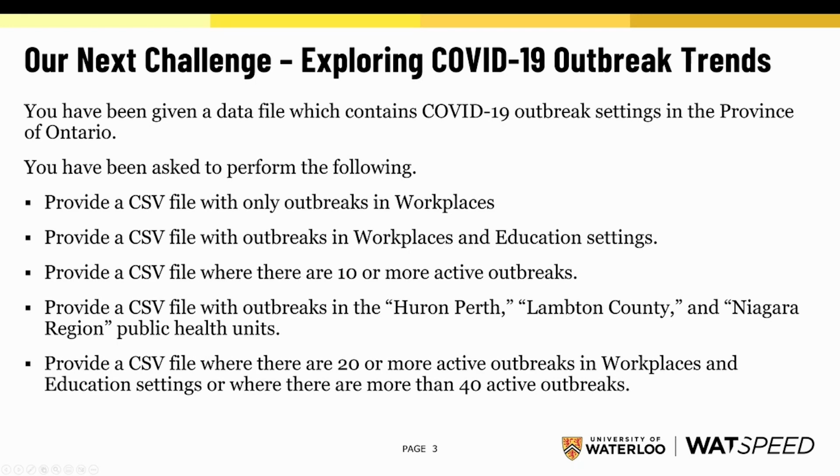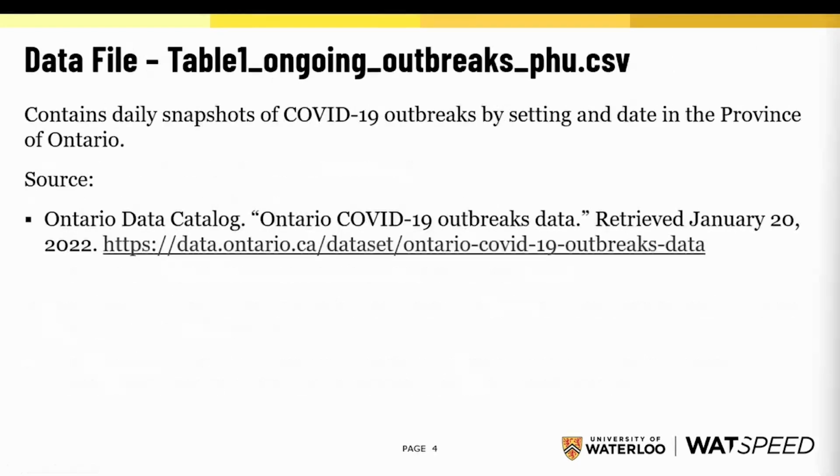Filter this CSV file where there's 10 or more active outbreaks. And finally, provide a CSV file where there are 20 or more active outbreaks in workplaces and education settings, or where there are more than 40 active outbreaks. In order to accomplish all of this, we are going to need to take advantage of filtering data frames in Python. And we're going to do that by covering something called Boolean logic. Before we get into that, let's take a look at the file so we know what we're dealing with.